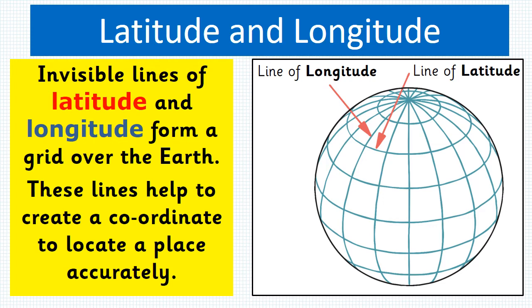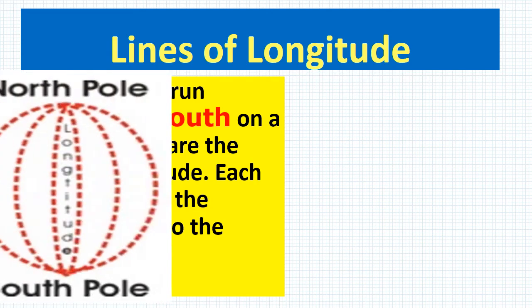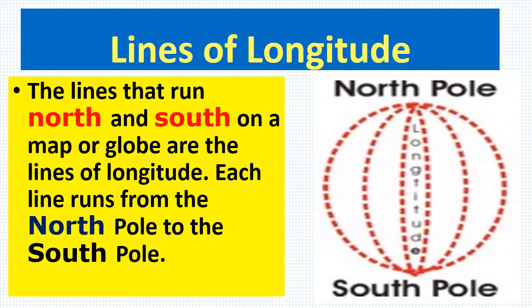So here you'll see the lines of longitude on the left, lines of latitude. Longitude goes up and down, latitude goes around, side to side. The lines that run from north to south of the map or a grid are the lines of longitude. So lines of longitude go from north to south, up or down. Each line runs from the North Pole to the South Pole. So remember, longitude: north, south, up, down.